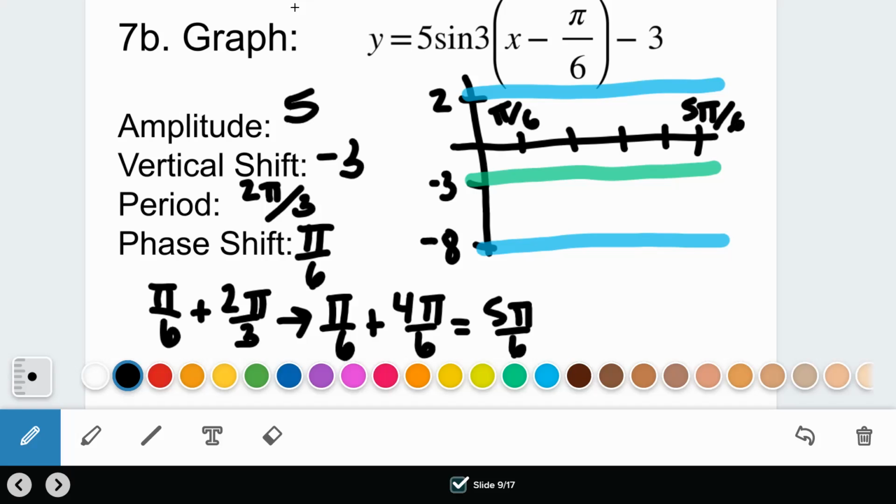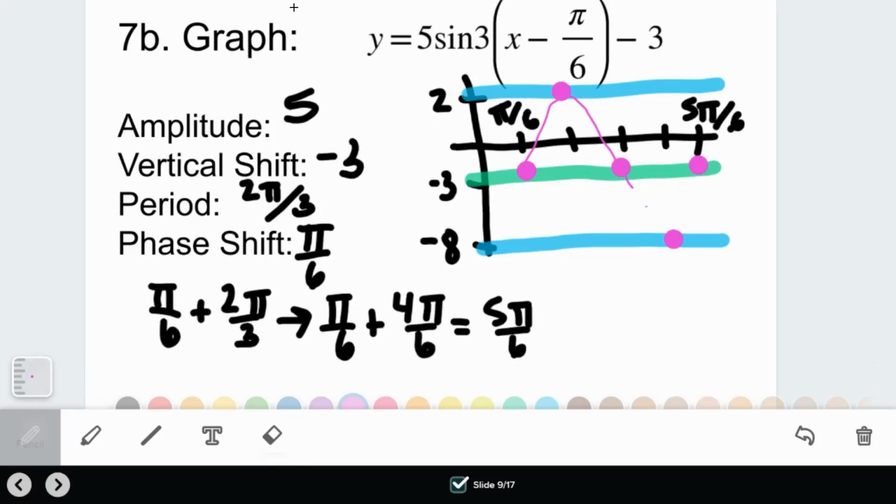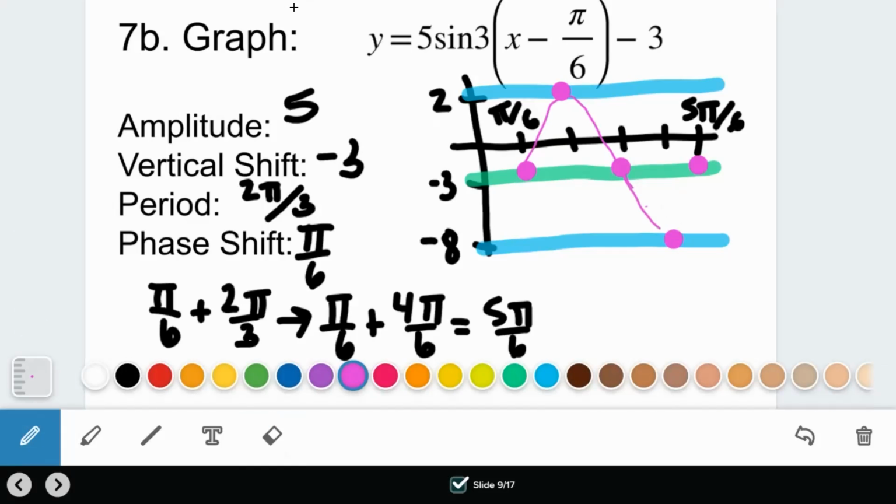This is a sine graph. It is a positive sine graph. So sine starts at 0, ends at 0, halfway in between the 0. Then since it's a positive, we're going to go up and then down. And that, let me draw that part a little better, is going to be our sine graph.